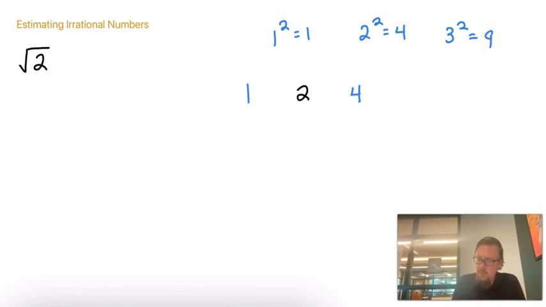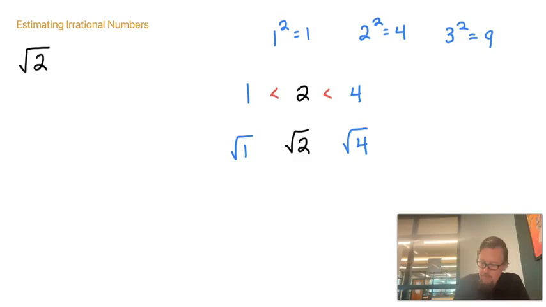What we're saying is that 2 is greater than 1, but it's less than 4. Okay, 2 is in between 1 and 4. It's bigger than 1, but it's less than 4. What this means is that the square root of 2 is going to be in between the square root of 1 and the square root of 4.